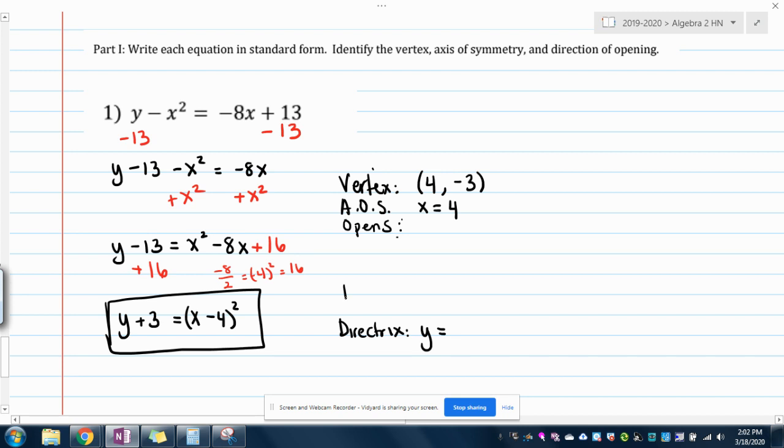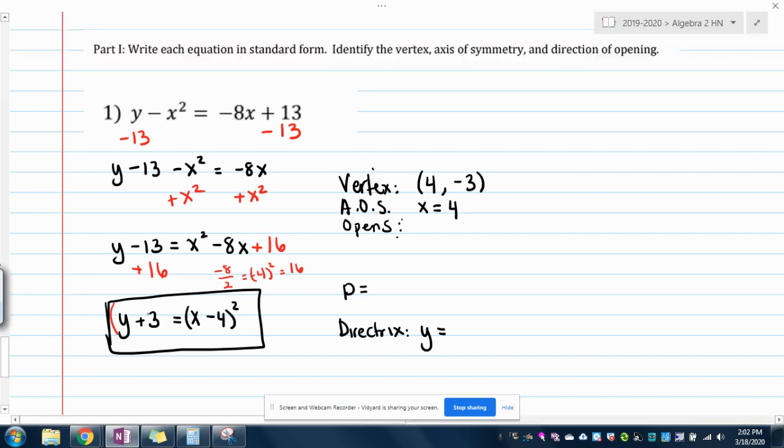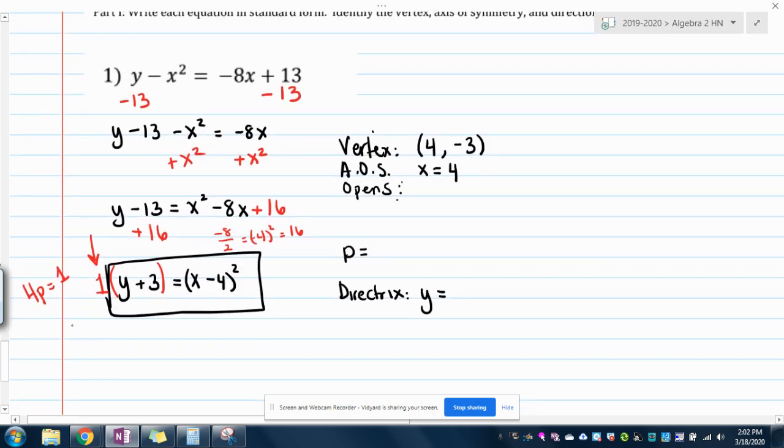So let's find what p is. p is equal to this number up here. Technically, this is a 1 up here. So that means that, let me show you guys how to find this. So this is a 1 up here. So that means that 4p is equal to 1. Because remember, in our standard form, there's a 4p in front of my non-square term, my linear term. So 4p is equal to 1. That means that p is equal to 1/4.